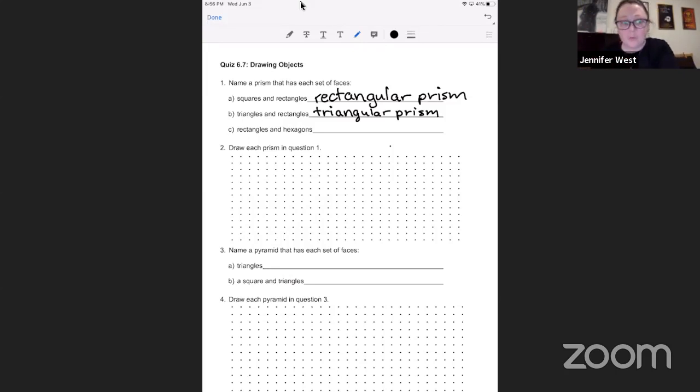All right. Next, rectangles and hexagons. Well, that's a hexagonal prism. Okay, so it's asking us to draw each prism. So I'm going to draw the rectangular prism first. It's 4 high and 3 across.